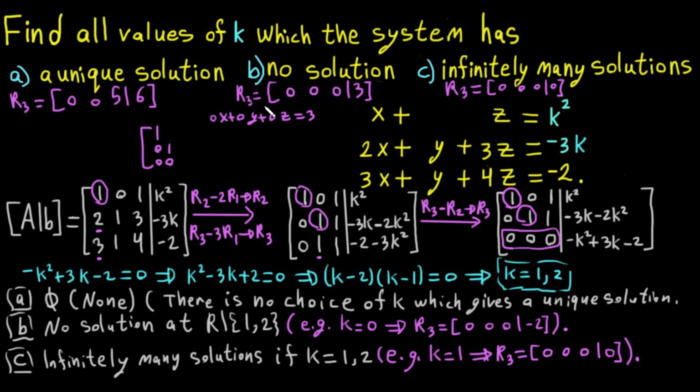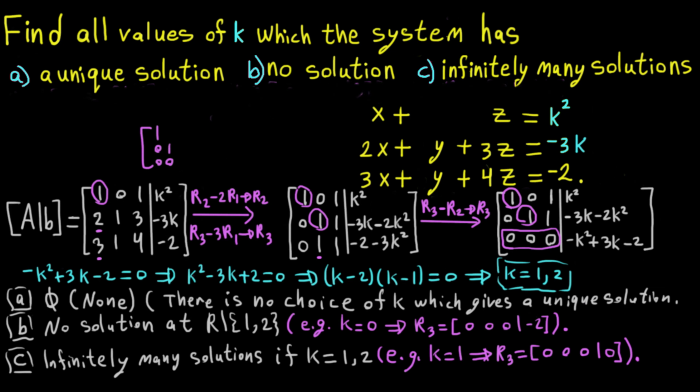Let's erase this because it's only an example. So here we have three possible cases. We don't have a unique solution, so it's phi. No solution if k is any real number except 1 and 2. Infinitely many solutions if k equals 1 or 2.